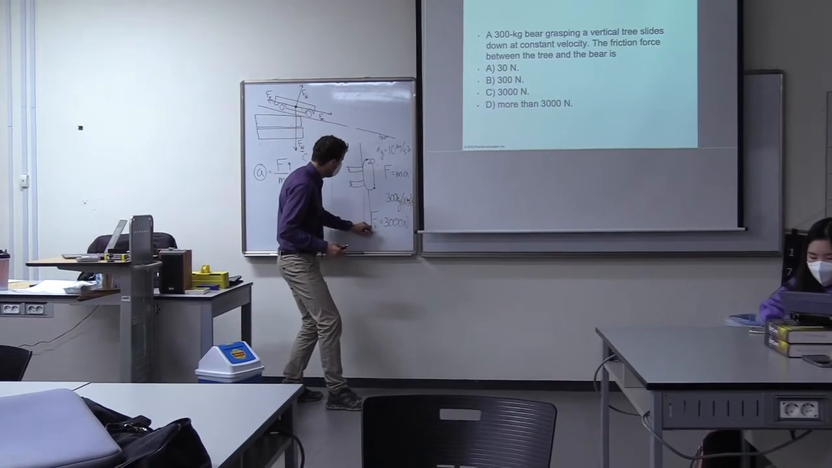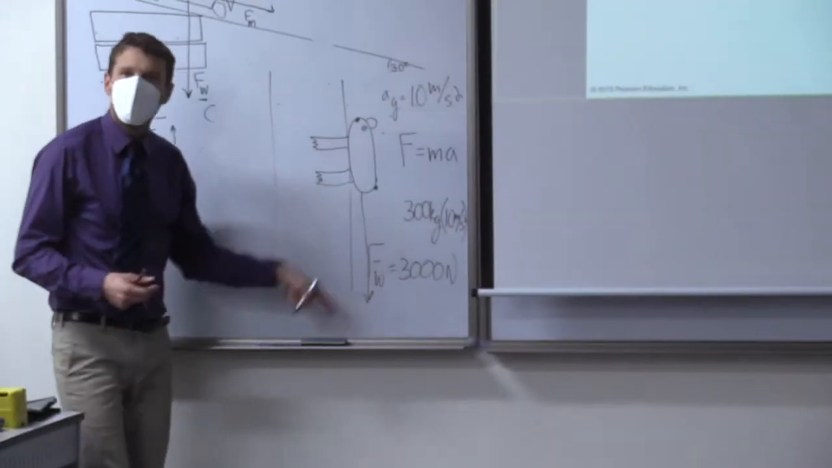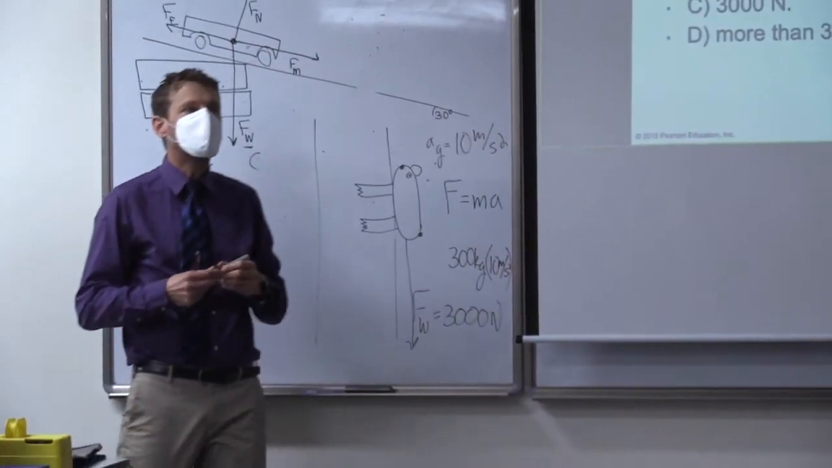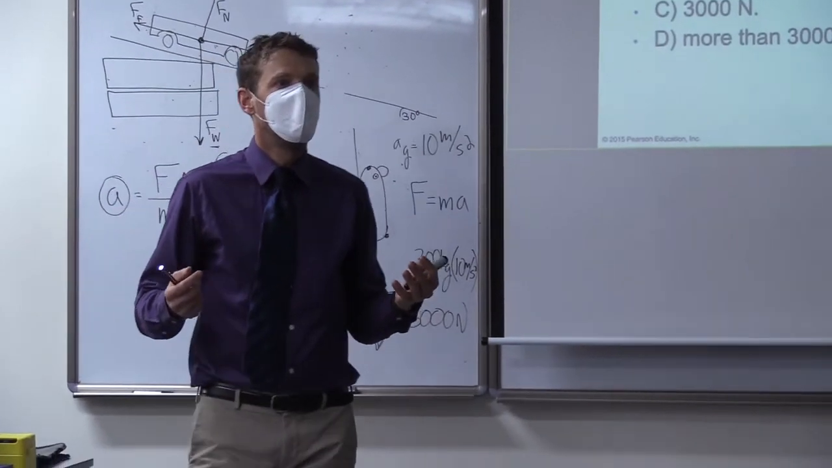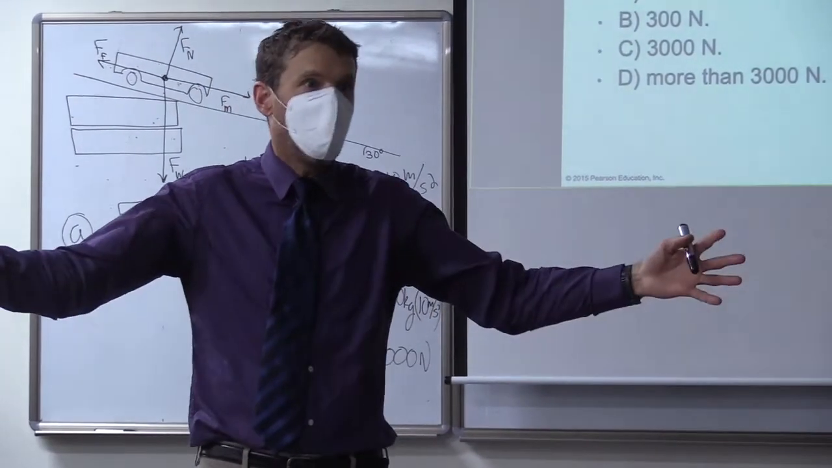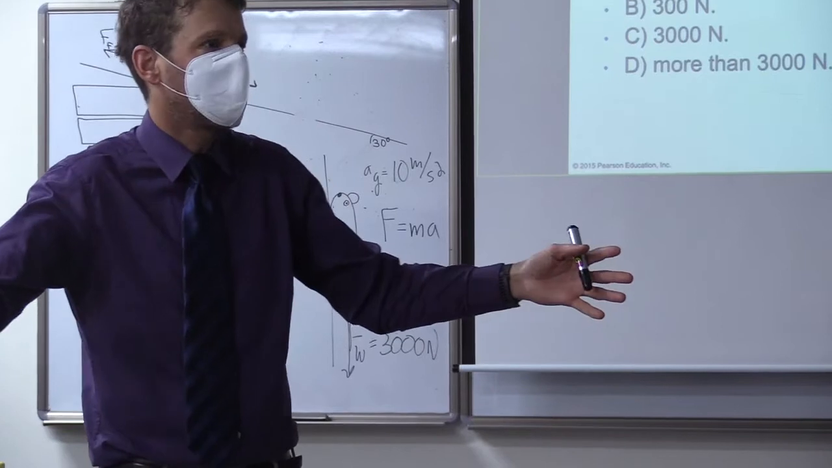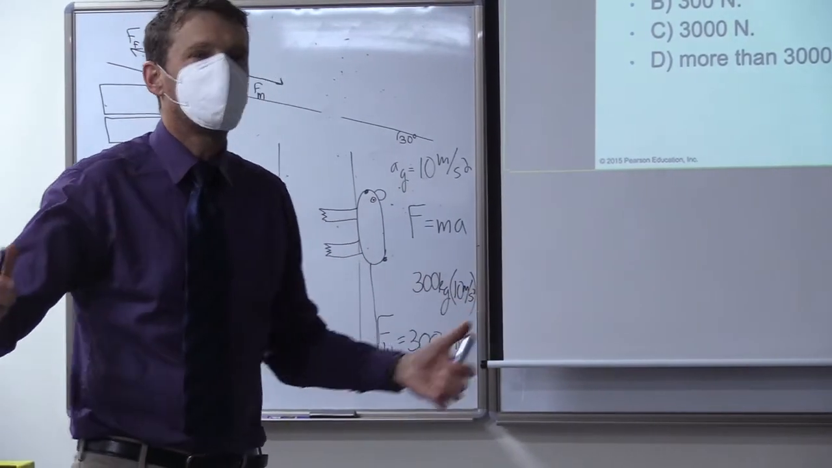So that's pulling down on the bear. But the bear is only moving slowly down the tree. Or it's just hugging the tree and saying, oh, I don't know if I want to come down the tree. So what must be the force of friction?